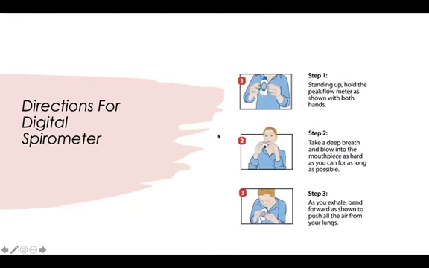So over here I decided to show this diagram on how to use the digital ones. I've used the digital one for the experiment. In step one, you'll be standing up and you have the peak flow meter between both hands. Step two, you take a deep breath and blow into the mouthpiece as hard and as long as you can. Step three, you exhale and bend forward to push all the air from your lungs.